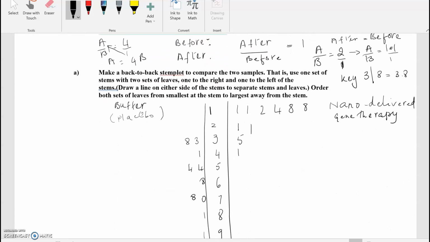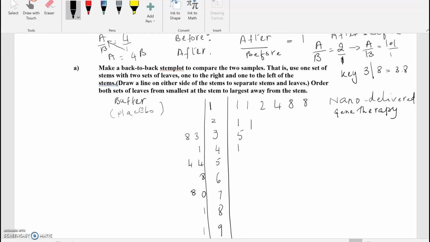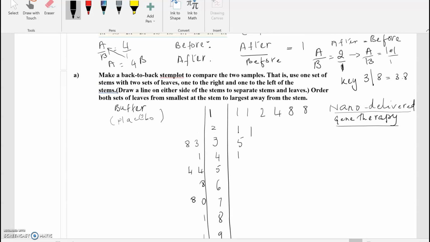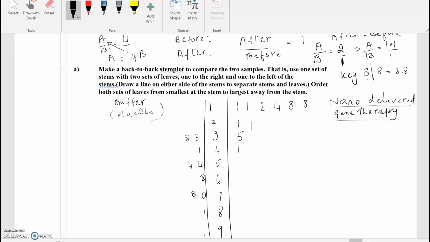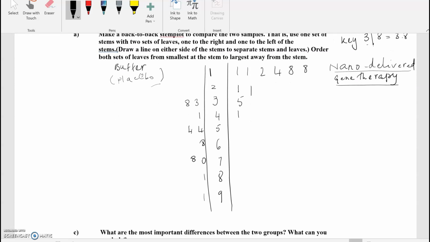So what I've made here is a stem plot. The right side is the nano-delivered gene therapy, and these are 20 different rats. And the fold increase in the tumor size is given here. These are the numbers. So the key is 3 vertical line 8 is the same as 3.8. And on the left side, it's the placebo. So let's compare the two.